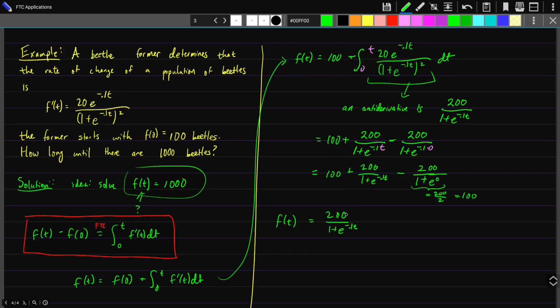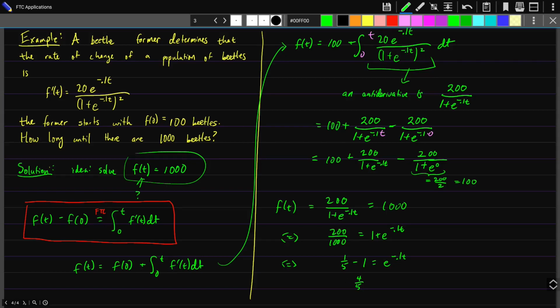The problem asked me to find when the population of beetles is equal to 1,000. So now I can just solve f of t equals 1,000 for t and find out that time. Solving that equation, I get that the natural log of 4 over 5 equals minus 0.1t. In other words, t is equal to the natural log of 4 over 5 divided by minus 0.1, which is approximately equal to 2.23.